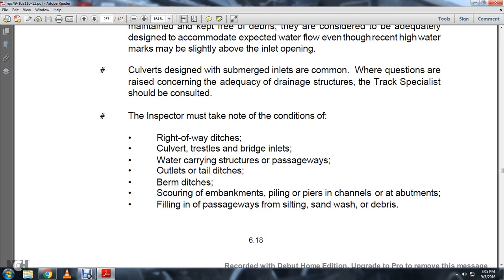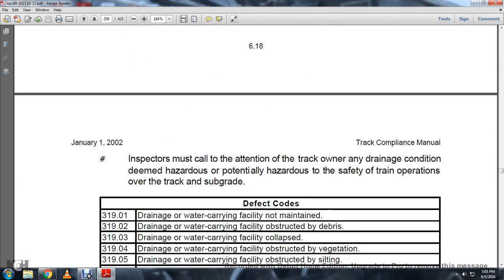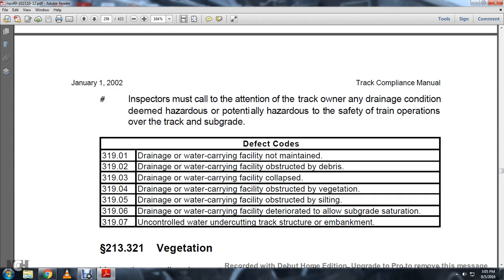The inspector must take notes on the condition of the right-of-way, ditches, culverts, trestles, bridges, inlets, water-carrying structures, passages, outlets, tail ditches, berm ditches, scouring, embankments, piles, piers, channels, and abutments, filling of the passageway, silting, sand wash, and debris. Inspectors must call the attention of the track owner to drainage conditions deemed hazardous and potential hazards to the safe train operation over the track's subgrade.